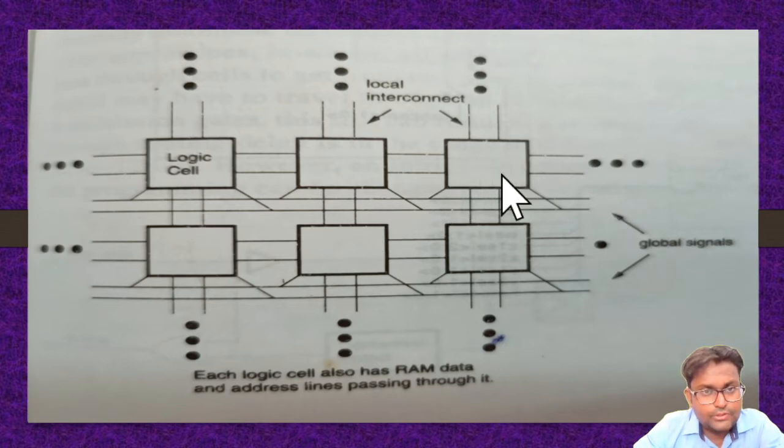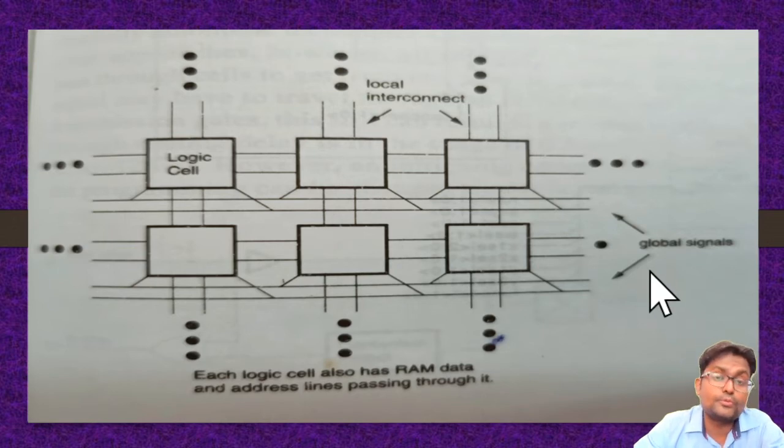You can see two horizontal lines are there. These are connected with the logic cells. These horizontal lines are known as global signals. Now what is the meaning of this global signal? These global signals are used to provide globally circulated signals to all logic cells. That means they can be used to provide supply, and they can be used to provide any clock signals.